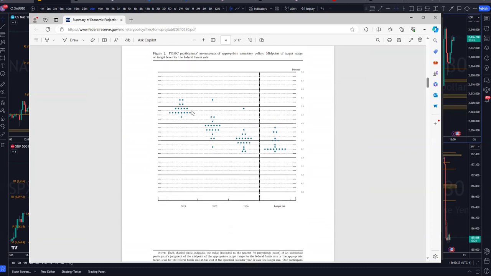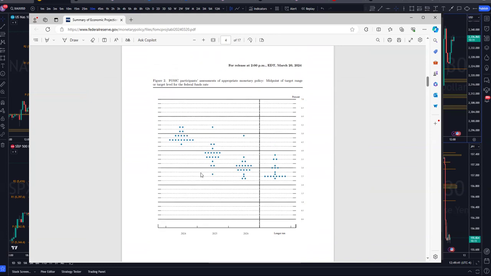But this right here is the dot plot. This is going to be the main focus. So just having a snapshot of this, because we want to see if it's different, right? So we can see that the first one, they're expecting 4.6. So pretty much that is right over here. This is the median for 2024 at the end of the year. They're expecting the rates to come at 4.6.